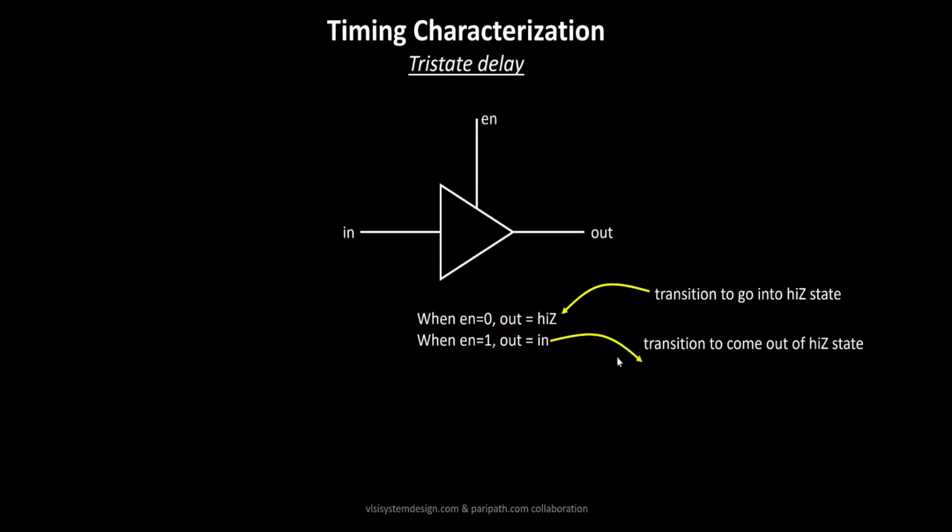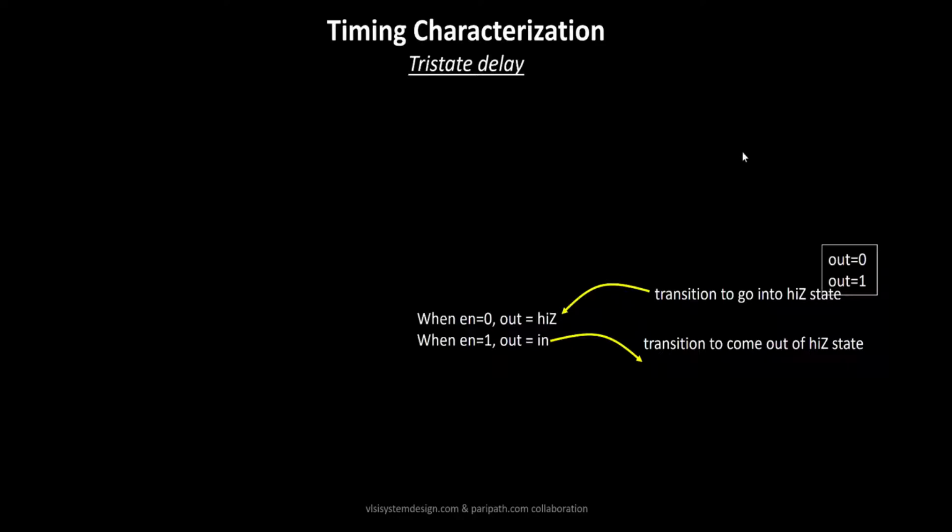So that brings us to a very interesting point on what these transitions will be. When we say the transition to go into the high impedance state, it actually means that the output enters into the high impedance state either from logic 0 or from logic 1. So the output might be at the initial state of logic 0 and enter from logic 0 to the high impedance state, or if the output was logic 1 initially, it enters from logic 1 to the high impedance state. Similarly, whenever your enable is equal to 1, the output has to follow the input, but it has to come out of the high impedance state.